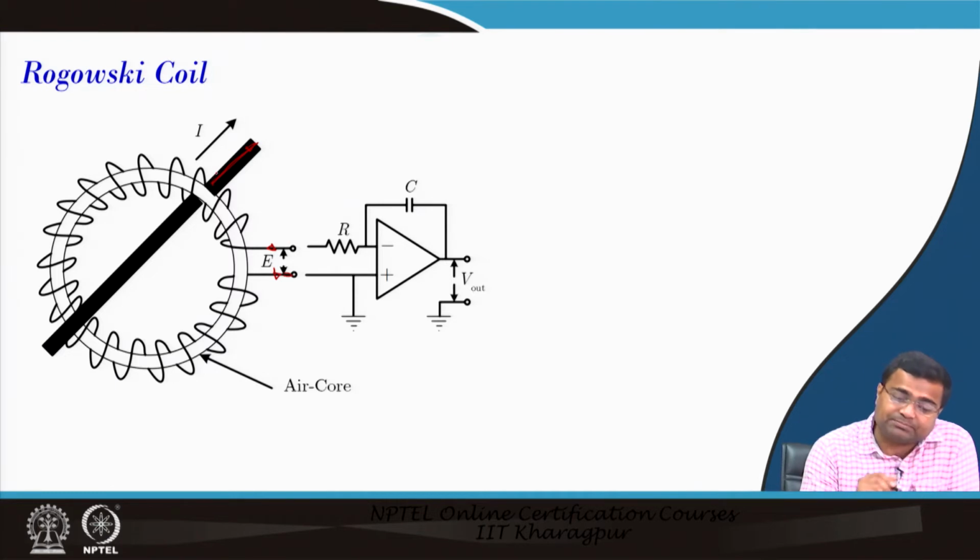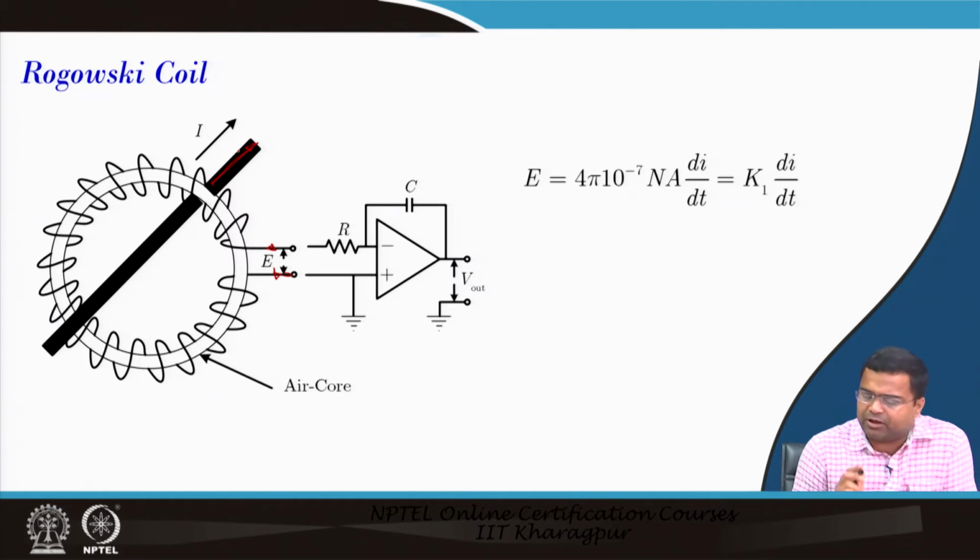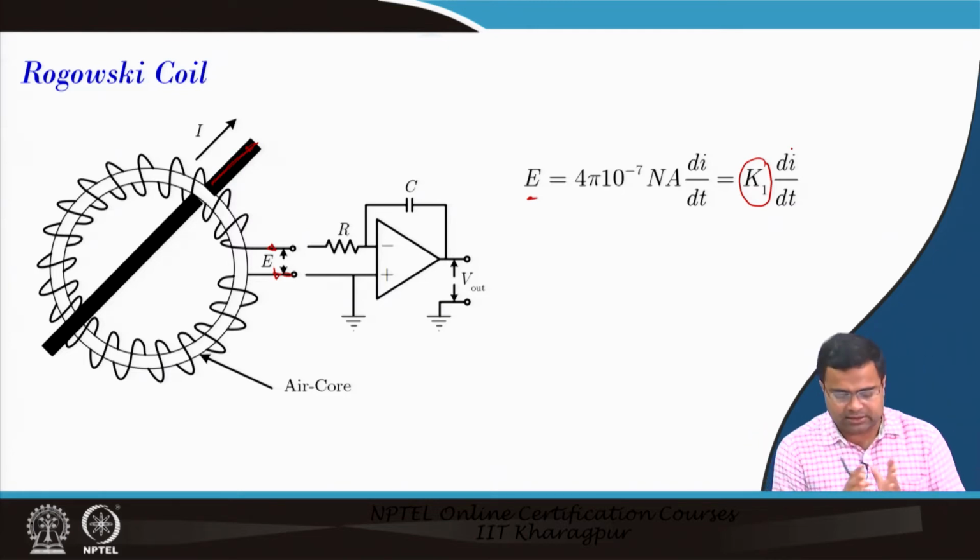So, this is mainly used for AC circuits where the current is changing, because if you take the expression of the induced voltage, it is some gain factor into dI/dt, that means the rate of change of current. So, if the current is constant, then this technique cannot be used.